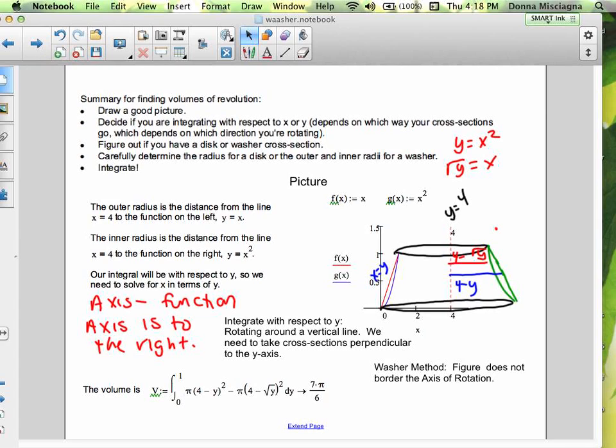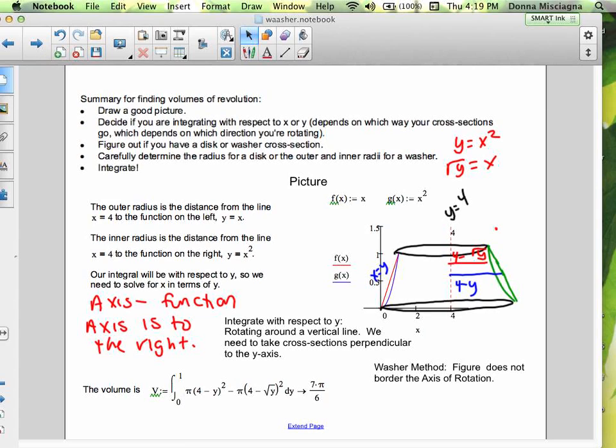I have to say, sometimes when I have it written up here, I think, why did I write that? Oh yeah, that's what I wanted to say. We're integrating, by the way, with respect to y because we're rotating around a vertical line. We need to take cross sections perpendicular to the y-axis. So hopefully this sums things up. I think it's in your notes, and I'd be happy to solve the rest of this out if you want all the steps.